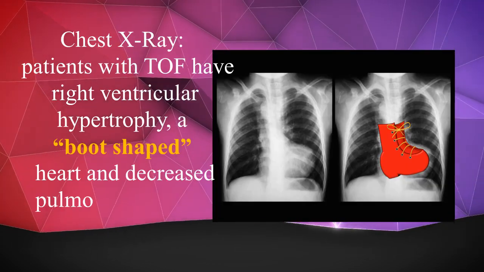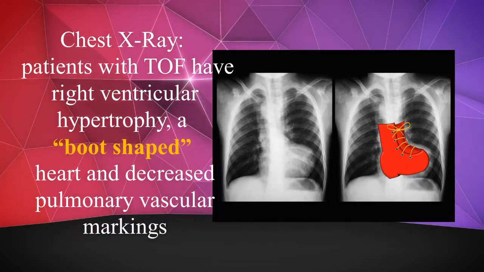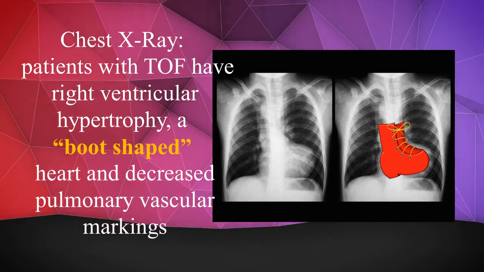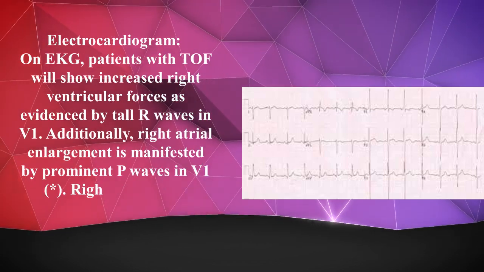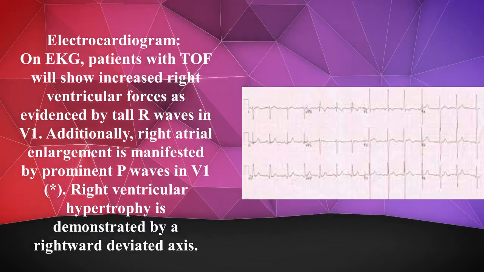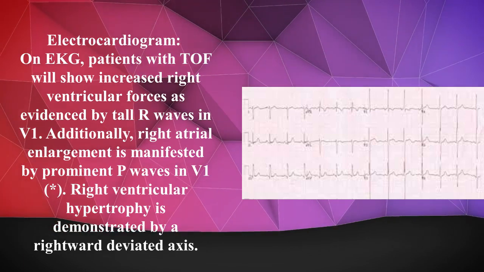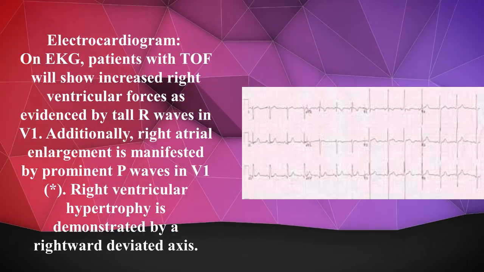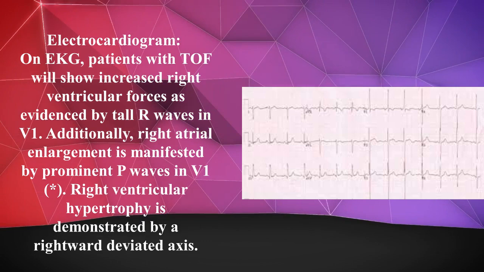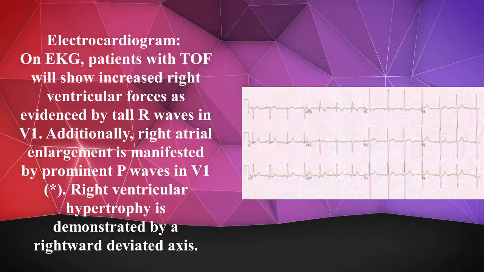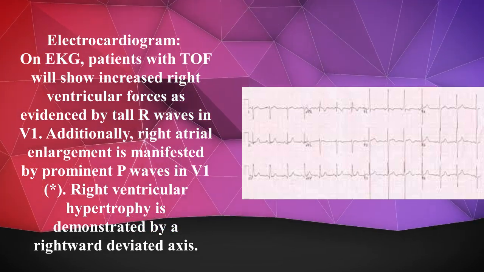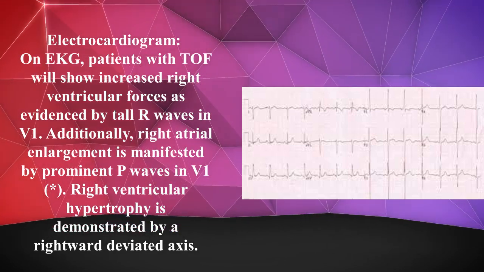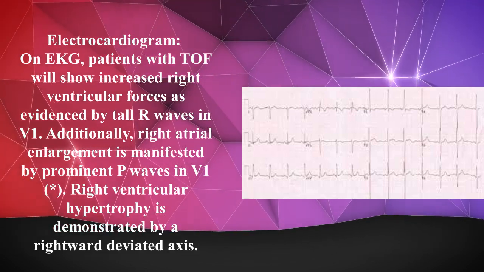Chest X-ray. Patients with TOF have right ventricular hypertrophy, a boot-shaped heart and decreased pulmonary vascular markings. Electrocardiogram. On EKG, patients with Tetralogy of Fallot will show increased right ventricular forces as evidenced by tall R waves in V1. Additionally, right atrial enlargement is manifested by prominent P waves in V1. Right ventricular hypertrophy is demonstrated by a rightward deviated axis.